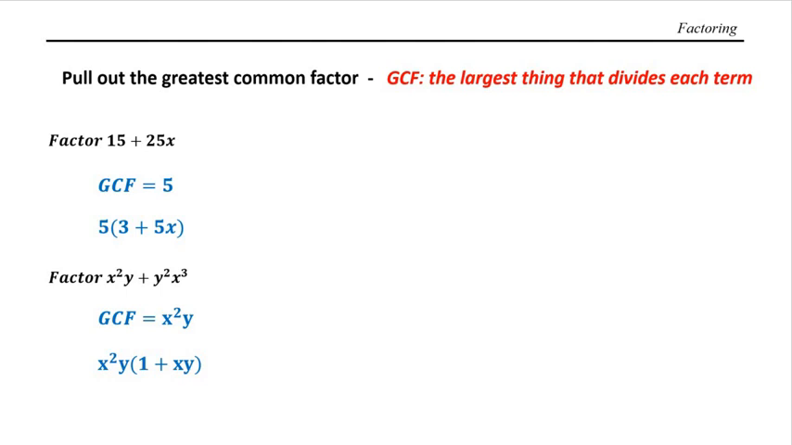And we can check that answer by multiplying that through. So we would have x squared y times 1 plus x squared y times xy. And if we simplify that, we would get our original problem of x squared times y plus y squared times x cubed. And so that wraps up the greatest common factor.